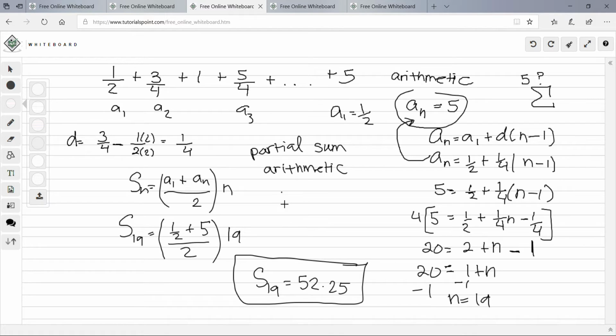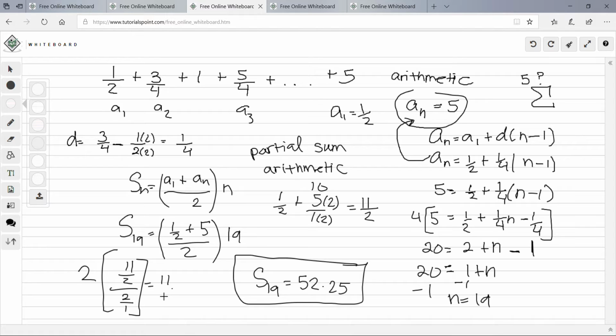You know what, let's just do the work. So this is 1/2 plus 5. So I'm going to get the common denominator, so this is 2. So this is 10. 10 plus 1 is 11/2. So 11/2 divided by 2, that's a compound fraction, so I'm going to multiply everything by 2. So that gives us 11/4. And then don't forget about this 19. And then that's how you get 52.25. Okay, now we've done arithmetic, so let's do some geometric summation.